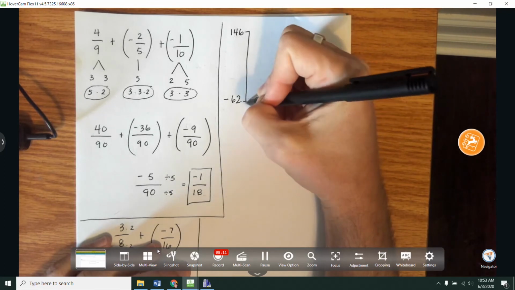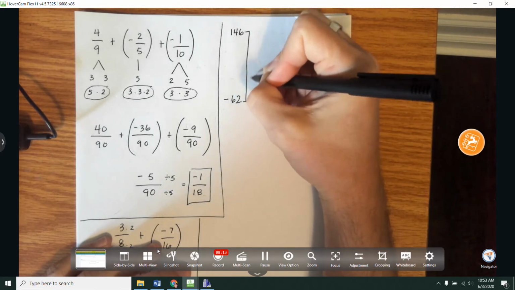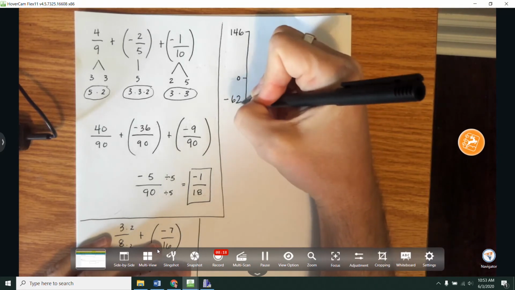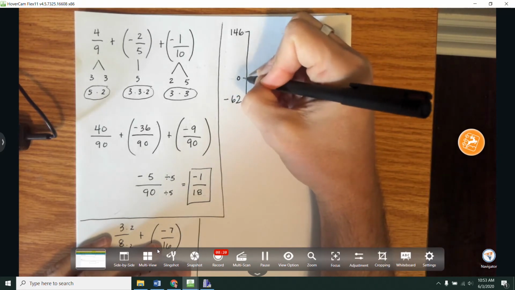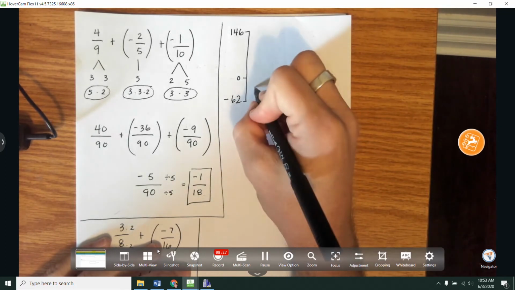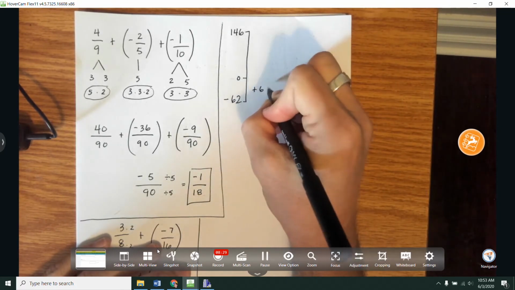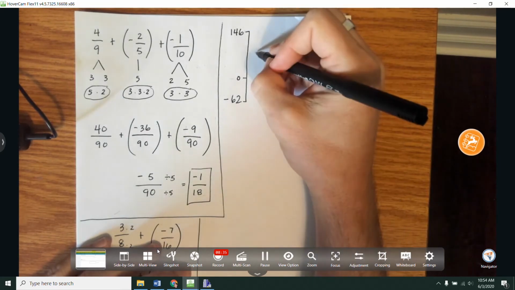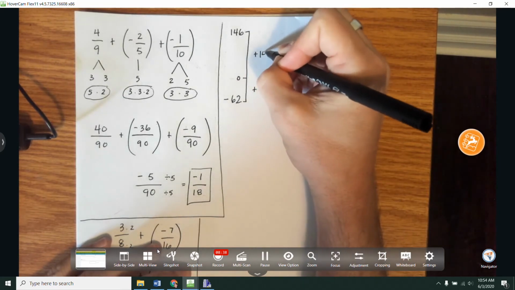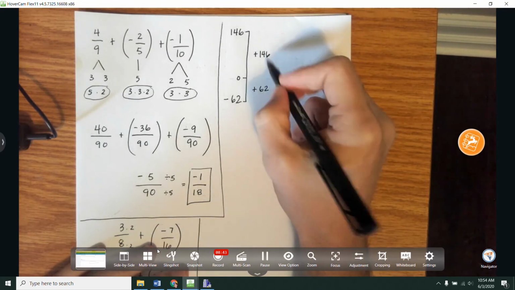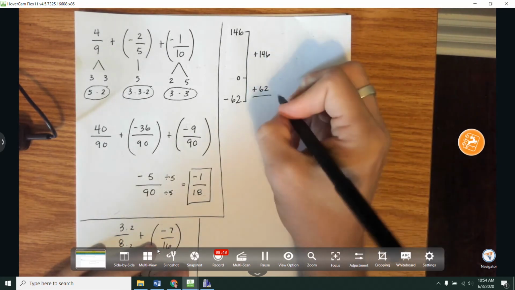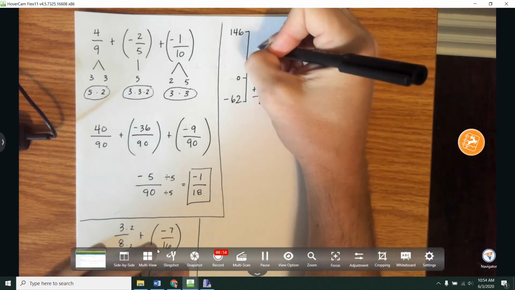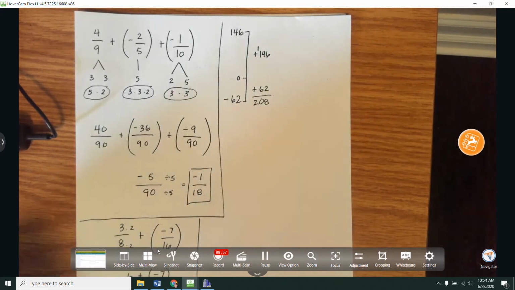Now, on our way up to this, we're going to pass up zero. At some point, we're going to add enough money in our account to break back even. To get to that zero, it's going to take us $62. And now to get from zero up to 146, it's going to take us 146 more dollars. So basically what we're doing is adding these two things together. 6 plus 2 is 8. 4 plus 6 is 10. We're going to carry the 1, and that gives us 208. So we're going to need 208.